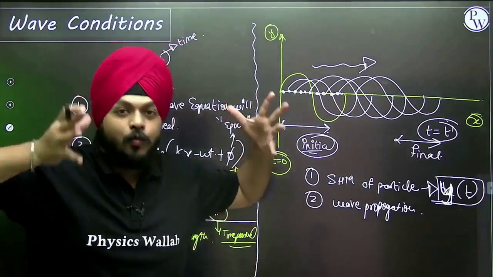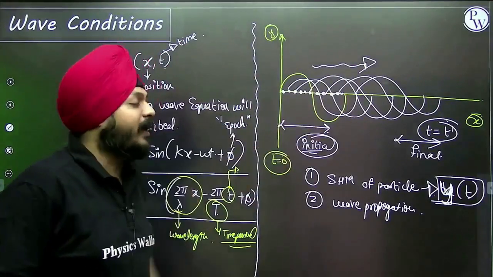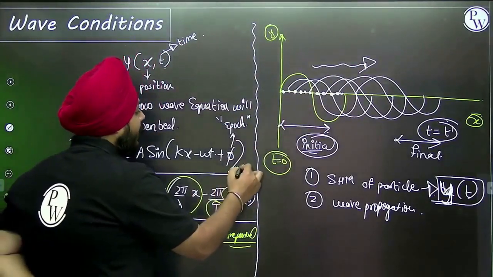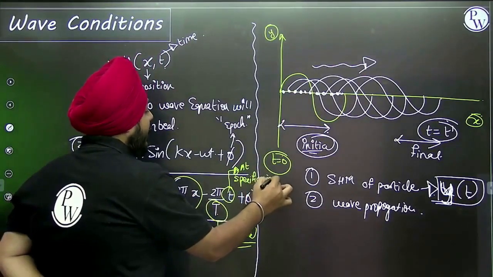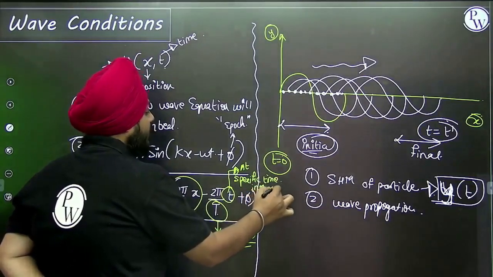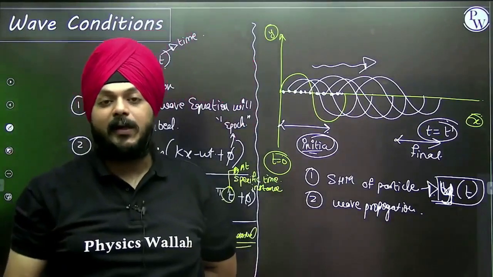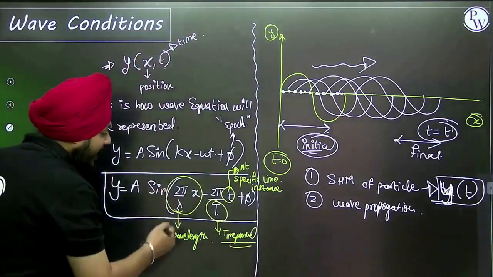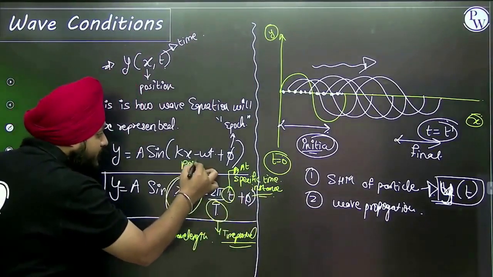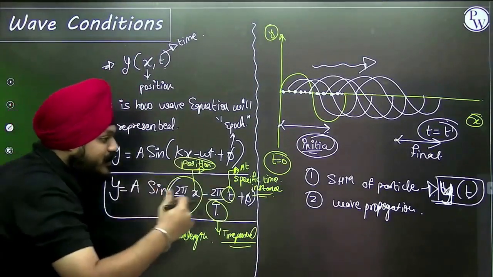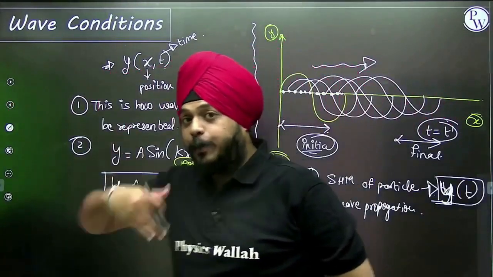Suppose the time period is 1. So at 0.5 second, what is the position of the particle? I must write it as at a specific time instance, that is the desired time at which you need to calculate the parameters. Similarly, lambda is the wavelength, so at this time instance, which position of the particle is oscillating?